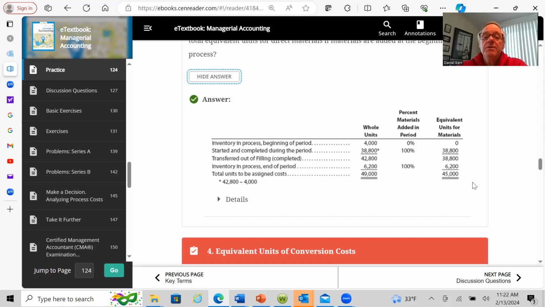Now that's with regard to material. We're going to get a very different answer with regard to conversion costs. And then we're going to have to tie this all together when we do the preparation of the total costs. So let's stop here. Hopefully you found that explanation useful. And let's go back to our lecture.